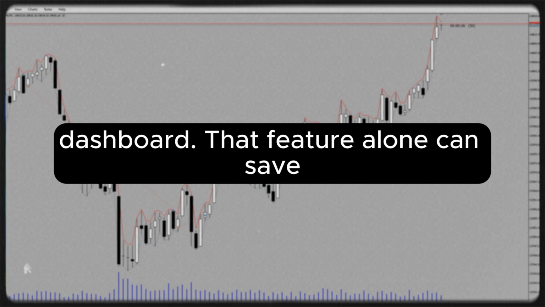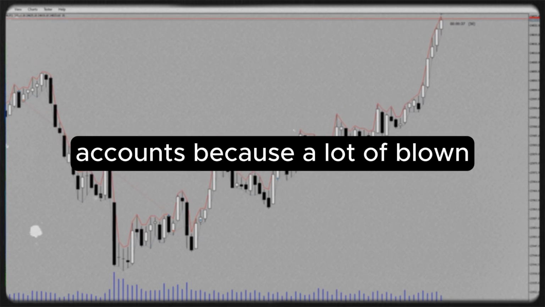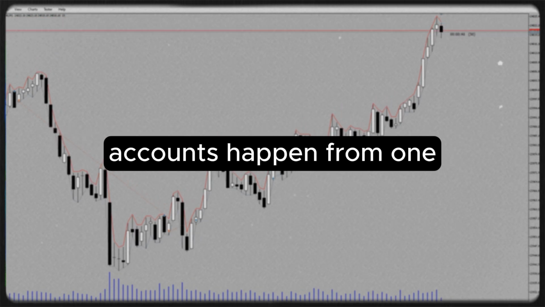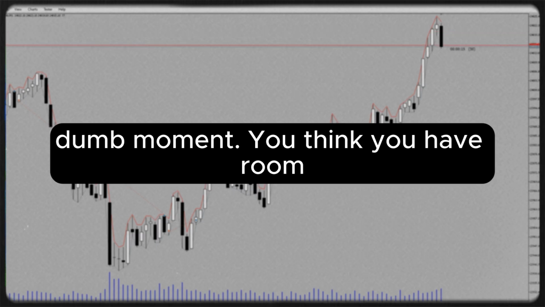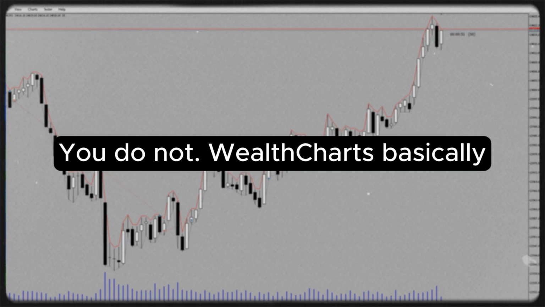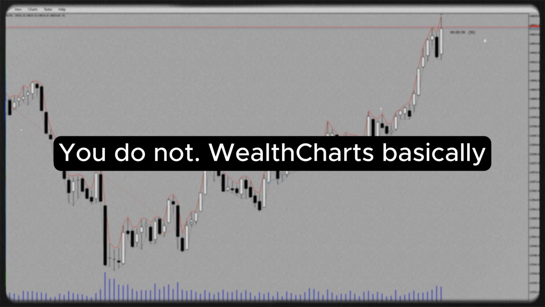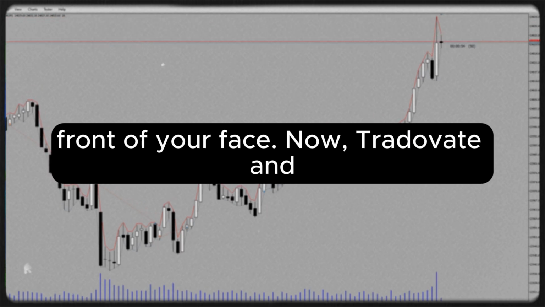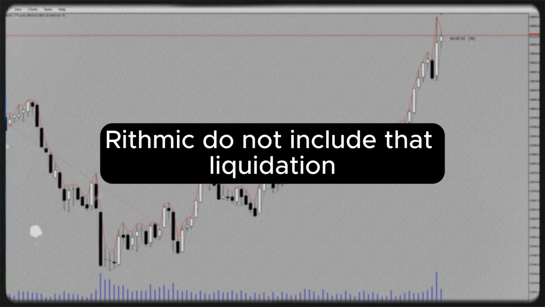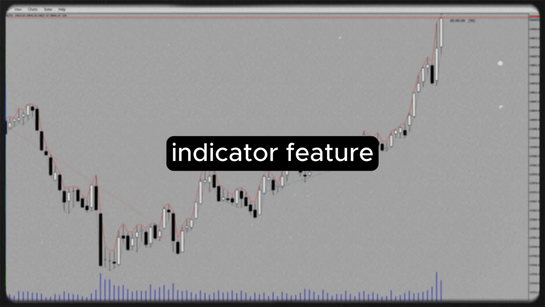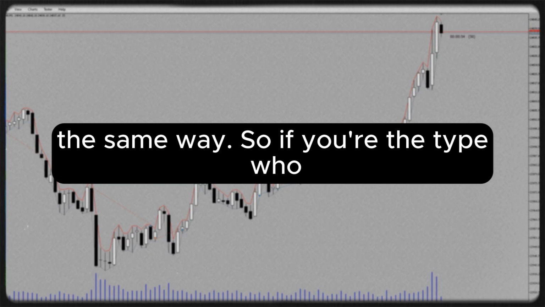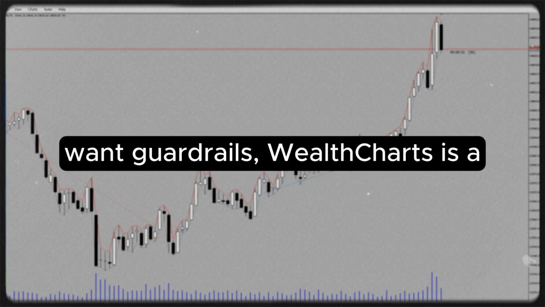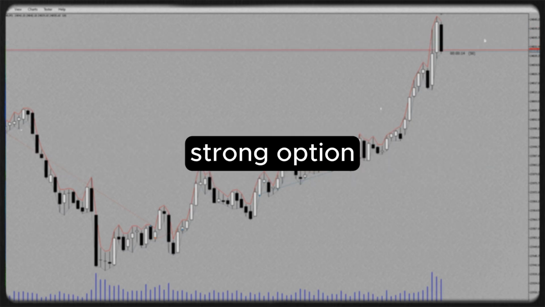That feature alone can save accounts, because a lot of blown accounts happen from one dumb moment. You think you have room. You do not. WealthCharts basically puts a bright line in front of your face. Now, Tradovate and Rhythmic do not include that liquidation indicator feature the same way. So if you're the type who wants guardrails, WealthCharts is a strong option.